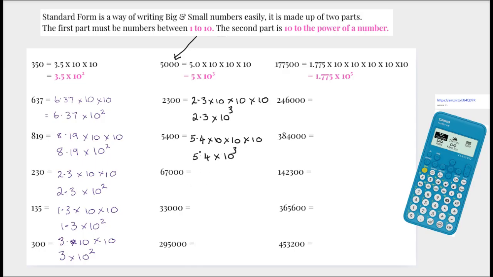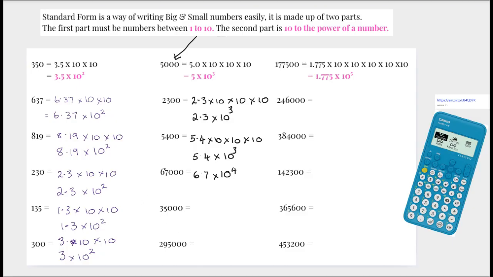Next one. We've got an extra 0 this time. Come on guys, we know what we're doing. It's got to be between 1 and 9, so that meets our criteria. We've just added an extra 0 this time. So we've moved it 1, 2, 3, 4. The answer is 6.7 times 10 to the power of 4. This is where I stop writing the tens out, because you must understand now it would be 10 times 10 times 10 times 10.